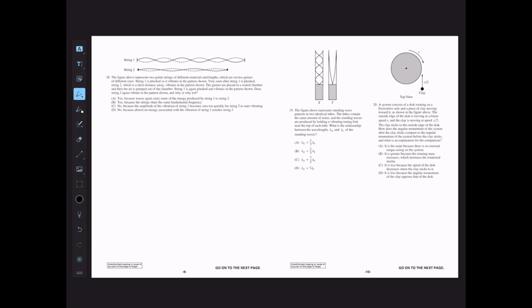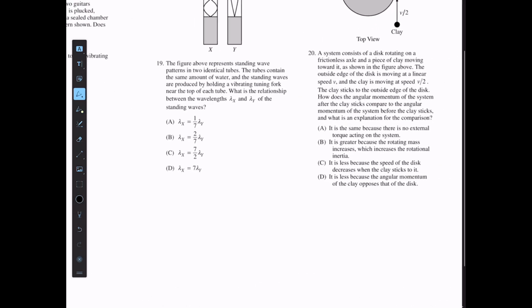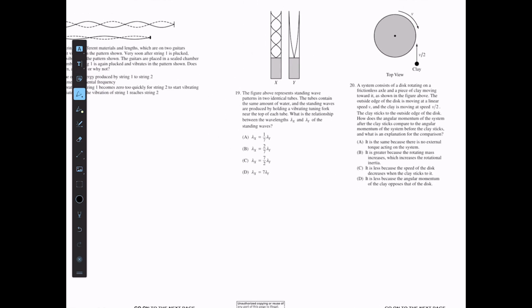These 18 and 19 are wave problems, so we'll skip those. A system consists of a disc rotating on a frictionless axle and a piece of clay moving toward it, as shown in the figure above. The outside edge of the disc is moving at a linear speed v, and the clay is moving at a speed v over 2. The clay sticks to the outside edge of the disc.